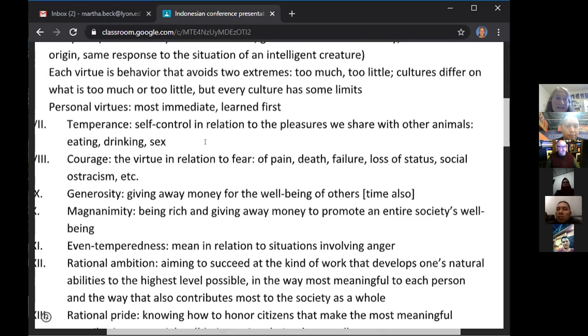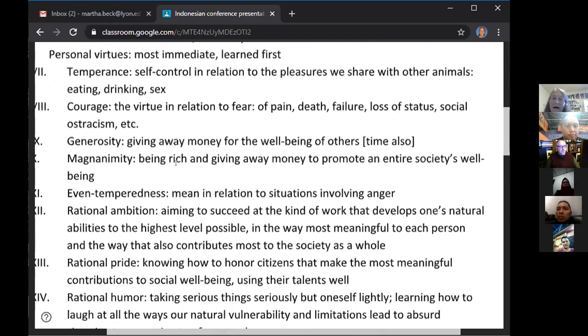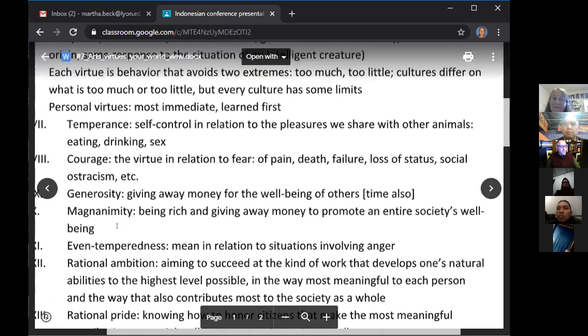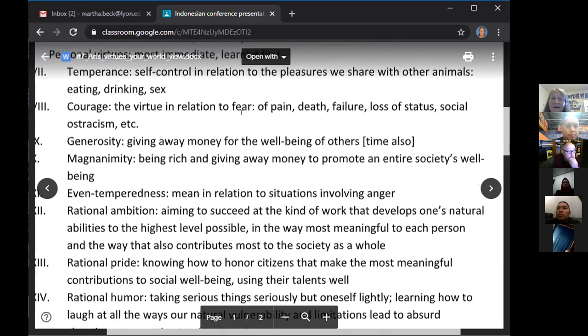And then courage is in relation to fear. And there's lots of things we fear. Because we are creatures of culture, we fear inability to function in our economic system, whatever our culture has defined that as. And then social ostracism, because we're social by nature. So there's a lot of things to fear other than just pain or death.